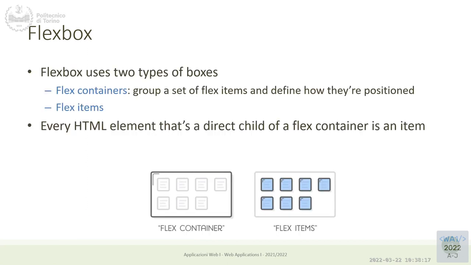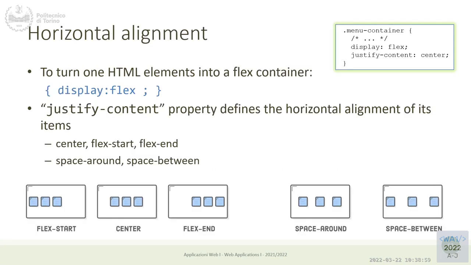So basically, if we want to apply a complex layout, we define one container, typically a div element, that contains some parts, and the children of this element will be the items that we want to align or modify, to lay out in a specific way. Every HTML element which is a direct child of a flex container is a flex item by definition. So we only reason about two levels, a container and the elements it contains. And the container specifies the algorithm by which its children are positioned.